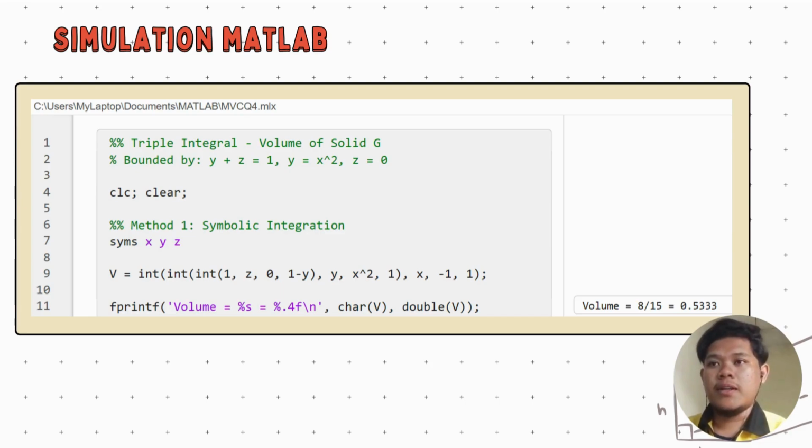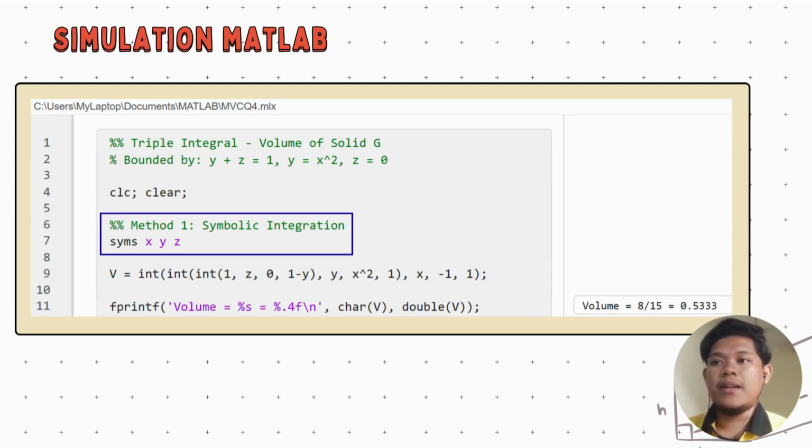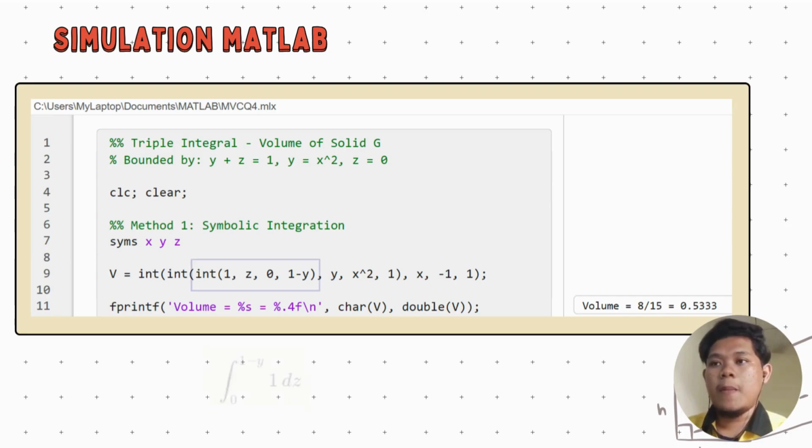Next, for the answer verification for question number 4, I use MATLAB software because I am already familiar with it. First, we use the syms function to declare the variables x, y, and z. After that, set up the triple integral starting with the innermost.